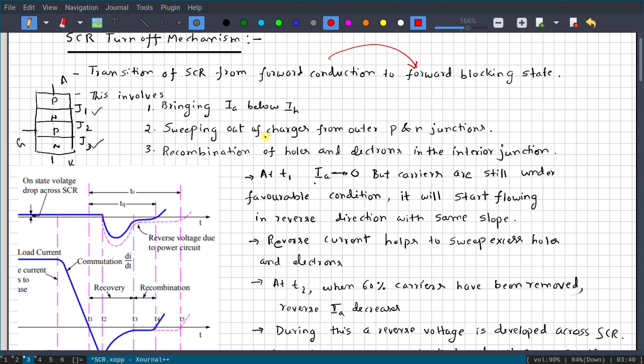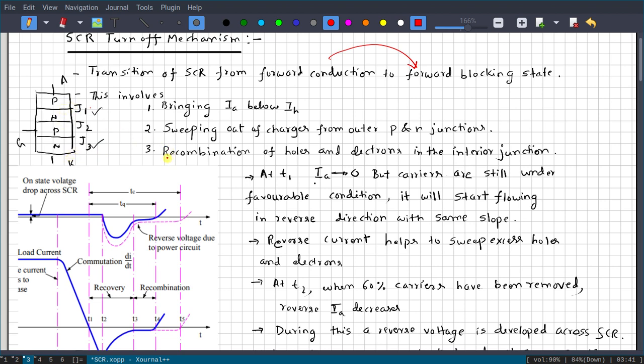The second one is sweeping out of charges from the outer PN junctions. Remember, J1 and J3 were forward biased initially, waiting for the gate voltage. Once you apply that, the SCR is turned on. Now J1 and J3 are forward biased, and you will have majority charge carriers passing through these junctions. If you want to turn off, you have to remove these excess charge carriers from the outer layers. The outer PN junctions mean J1 and J3. So you have to sweep out the charges from these outer layers.